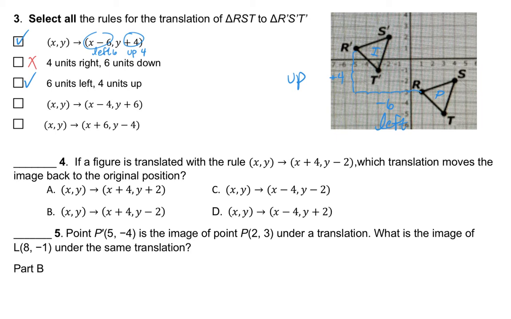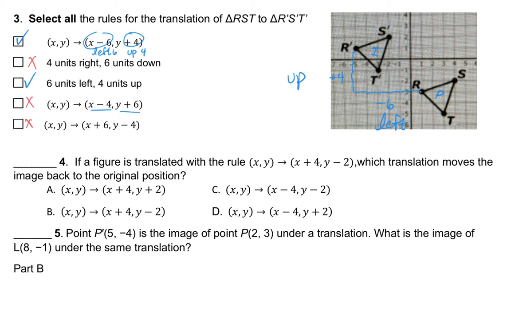The next one says left 4, up 6. Did we go left 4 and up 6? No, we didn't. And the last one says right 6 and down 4. I didn't go right 6 or down 4. So those are the only ones I can choose.